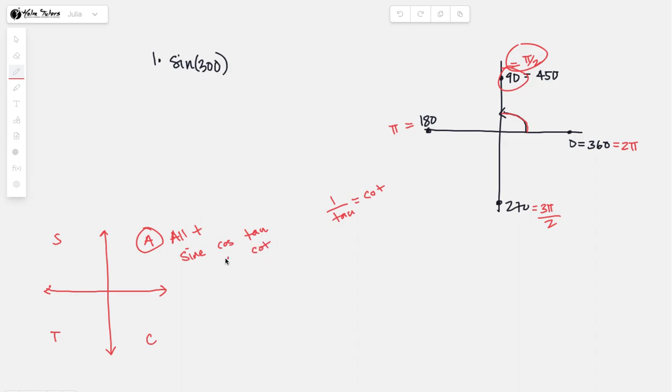1 over cosine is secant, so secant is also positive. So all 6 of them, and cosecant, the reciprocal of sine, 1 over sine is cosecant. All 6 of them are positive in the first quadrant. That's what the A is telling us. What about the S? What is that telling us?